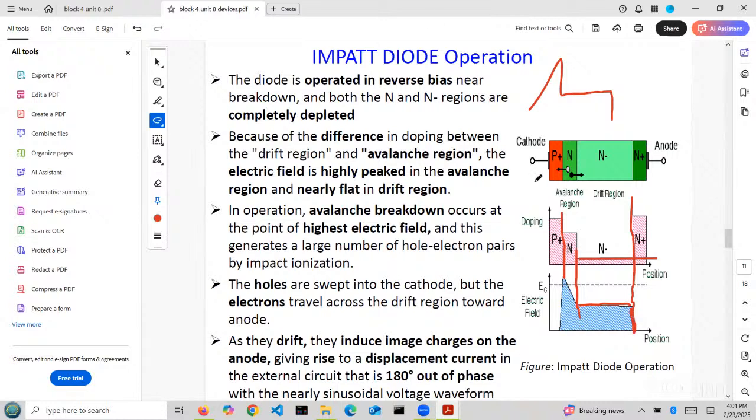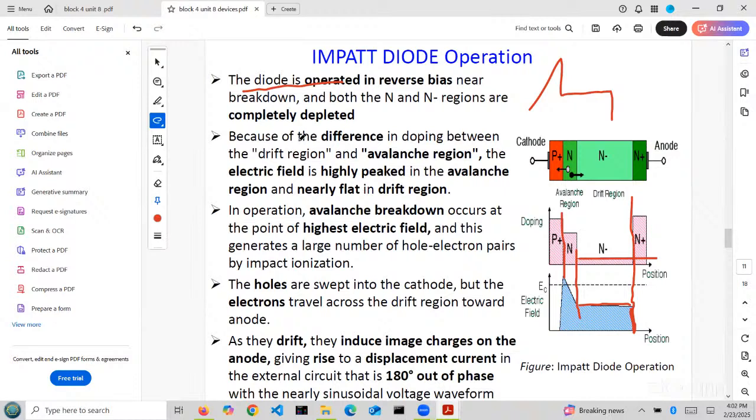Now we will see the same explanation step by step as written here. What is the first point mentioned? The diode is operated in reverse bias near the breakdown, and N and N minus are completely depleted. Completely depleted means it is going into the reverse bias condition. That is the first point. Now what is mentioned in the second point?